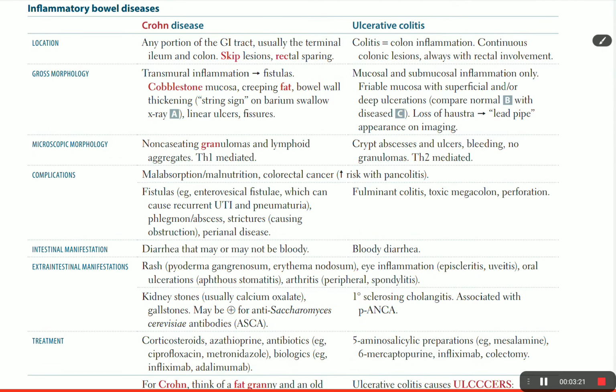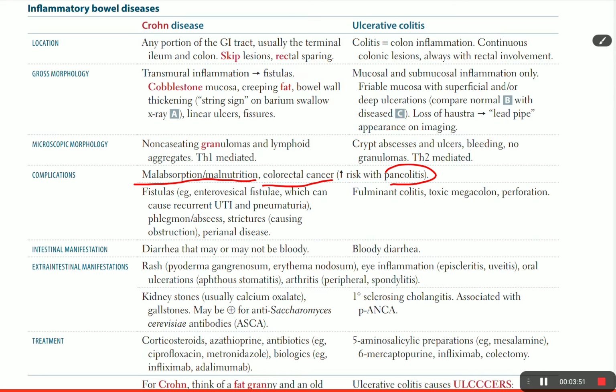Here we have the complications. We have major complications shared by both diseases. We have malabsorption and malnutrition. We have colorectal cancer. We have increased colorectal cancer risk, with pancreatitis. We have unique features for those two diseases. We can suggest whether this is ulcerative colitis or Crohn's disease by seeing these things.